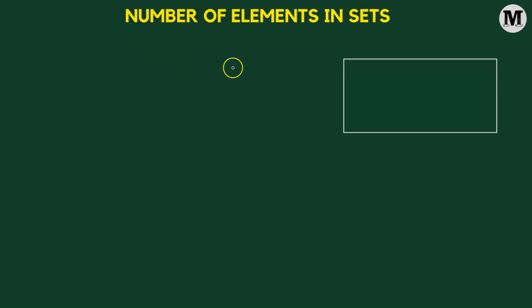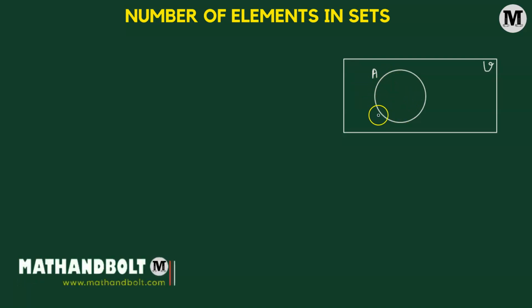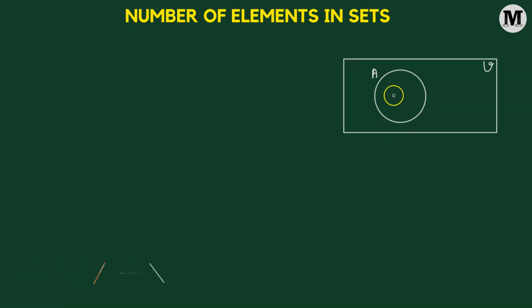So let's discuss the number of elements in a given set. We begin by considering a universal set U. Now, inside this universal set, we're going to consider a set A. Because we are interested in finding out the number of elements in a given set, here we will suppose that A is a finite set. That means there are a countable number of elements within the set A.